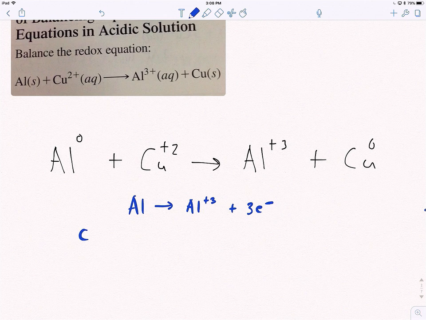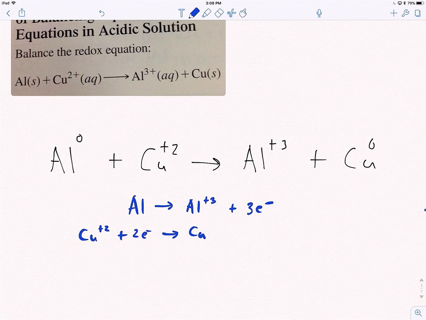Copper plus 2 is gaining 2 electrons and forming copper metal. So we have 2 things going on. We have aluminum going to aluminum plus 3, and in doing so, it releases 3 electrons. Copper plus 2 is gaining 2 electrons and going to copper metal. And so the next part is we have to balance the half reactions.